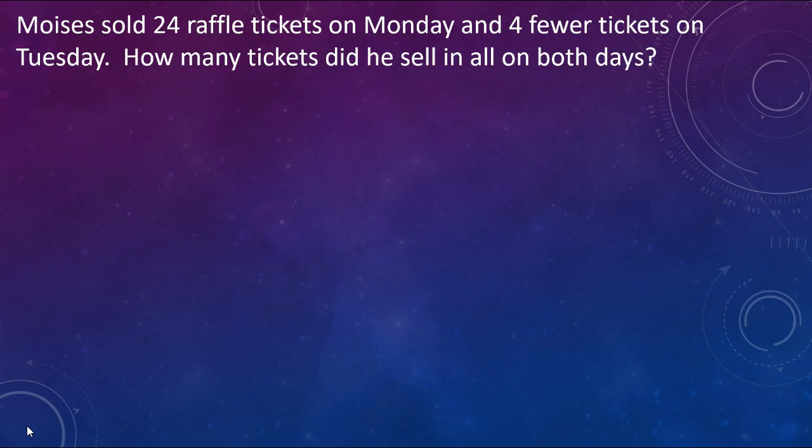Our application problem today is: Moses sold 24 raffle tickets on Monday and 4 fewer tickets on Tuesday. How many tickets did he sell in all on both days? You're going to have to do this in 2 parts. So push pause and then push play when you're done.